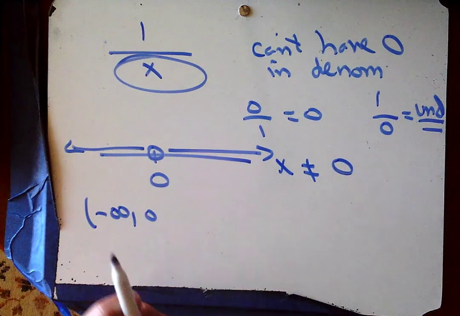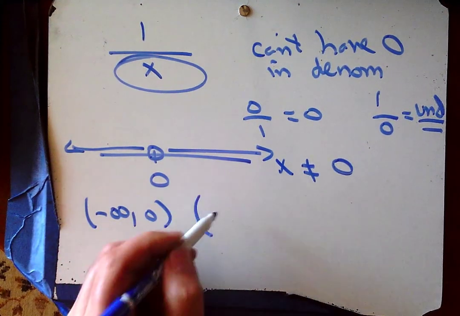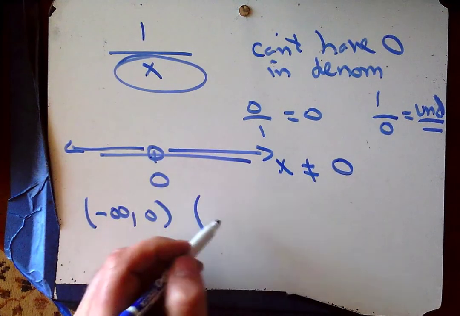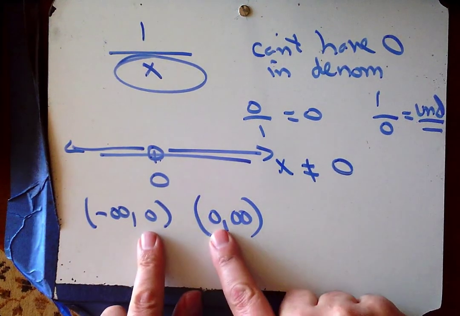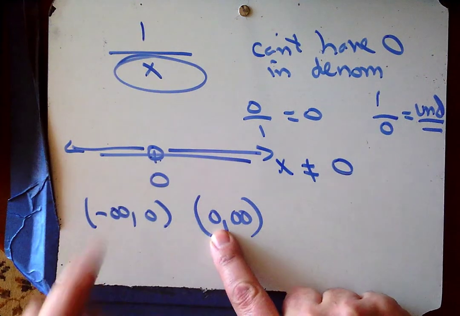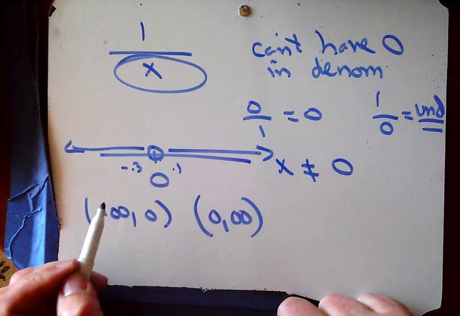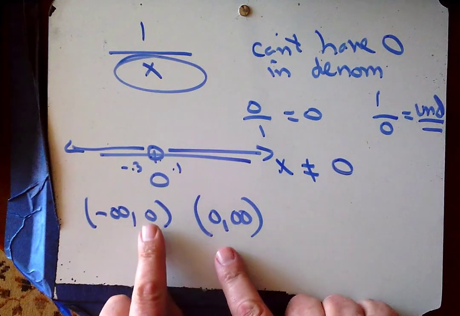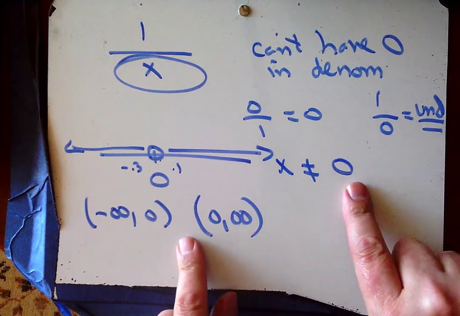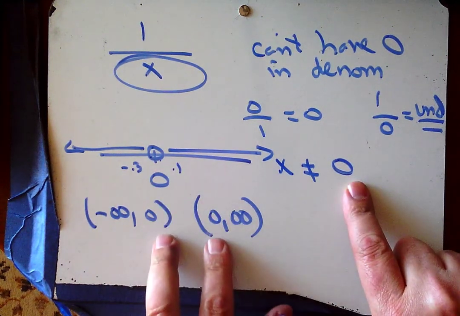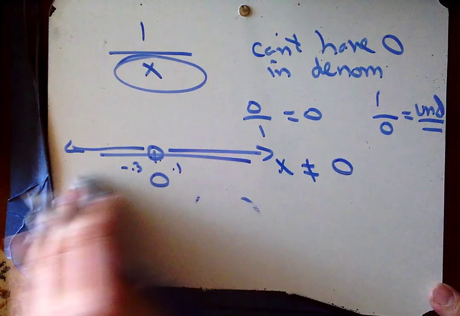-infinity to 0, no bracket because this time 0 is not included. And these numbers over here in positive land that go from 0 to infinity. Notice these are not ones. 0 doesn't work, but 0.1 does and -0.3 does. So if you start with -1 and +1, you're missing out on all these values. Remember, it's that critical number that generates these, okay? All right, so we can't have a 0 in the denominator.